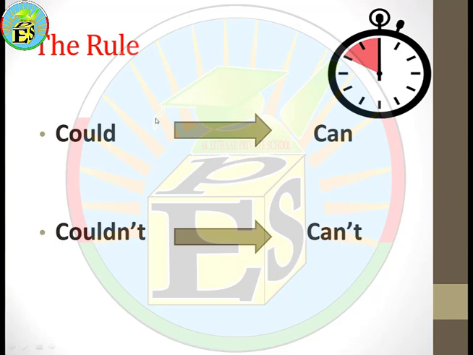Could you swim when you were 2 years old? The answer is going to be no, I couldn't, because the question is in the past. Can you swim now? Yes, I can, or no, I can't in the present. So could in the past, can in the present, couldn't in the past, can't in the present. Now we will move to some examples about could and couldn't.